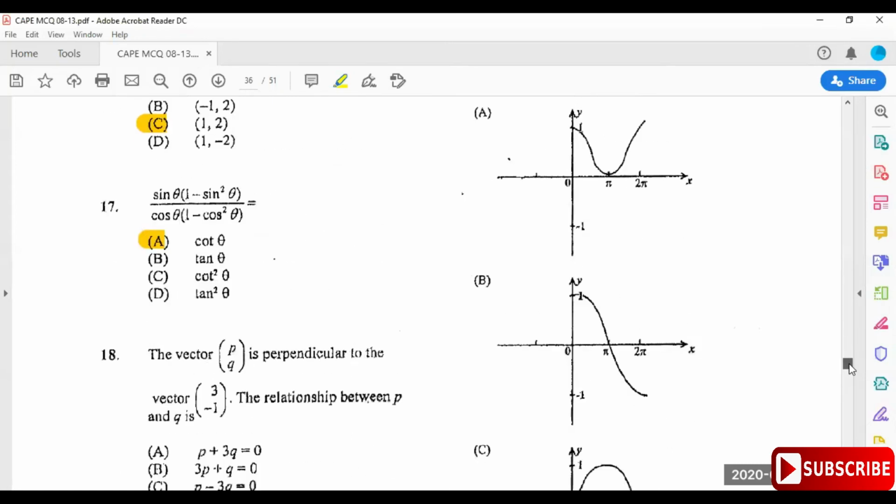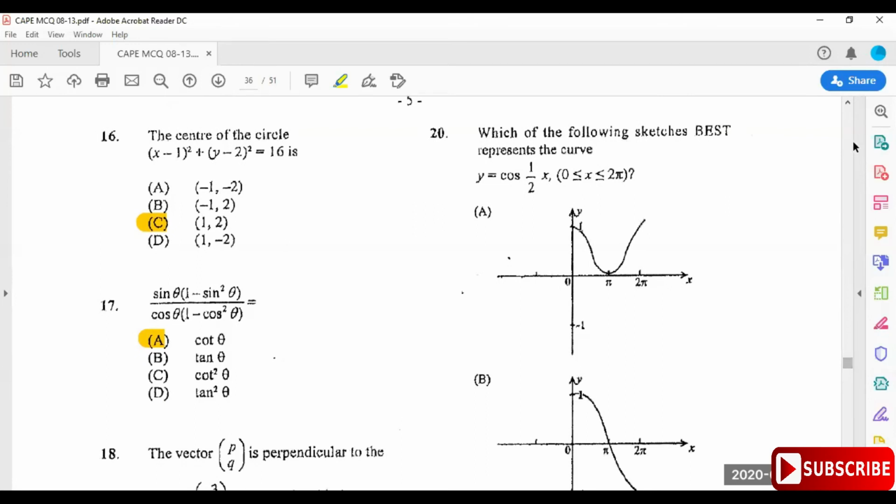All right. And now we move on to question 20. Whenever you're asked to sketch a graph between a particular interval, so they're asking you to sketch between 0 and 2 pi, what I'd like you to do is complete a table. Always do this. You can never go wrong. Just make a little table and put in your x and y values.